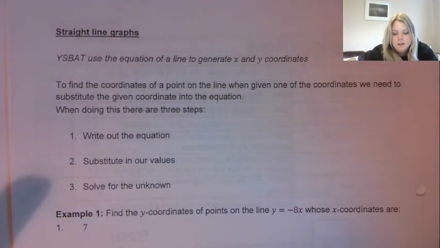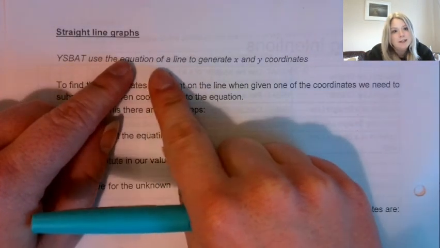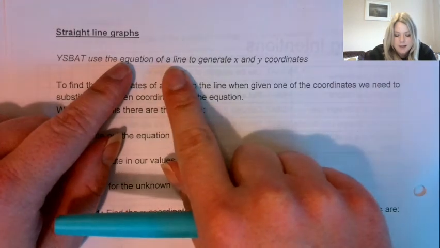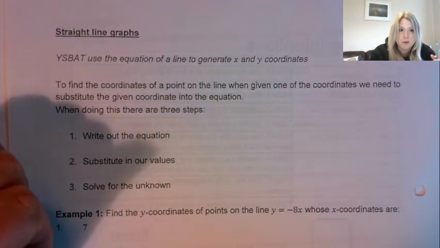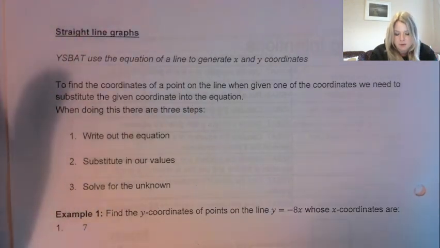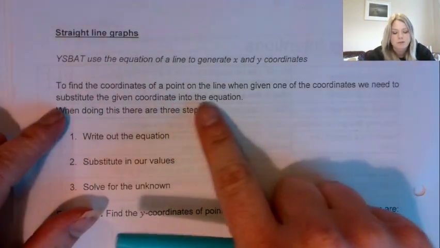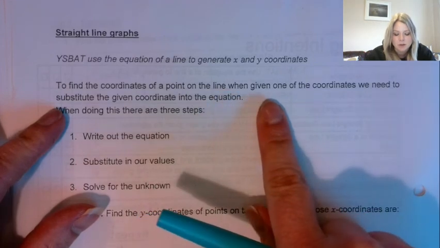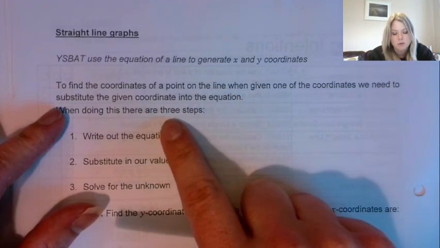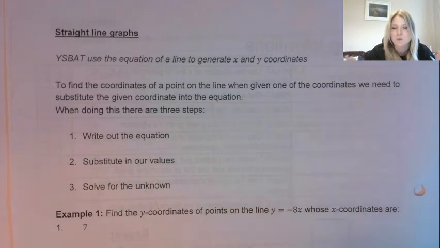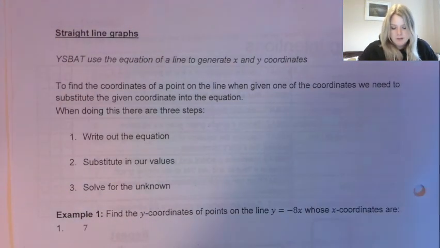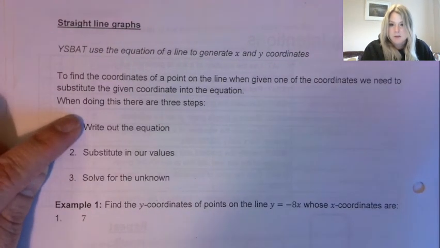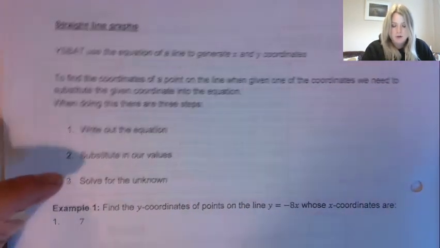Right. So in the work today, you're going to be given an equation of a line like that one I was just showing you, and then being asked to generate either x or y coordinates. You'll be given one and you have to generate the other one. So to find the coordinates of a point on a line, when given one of the coordinates, we need to substitute the given coordinate into the equation. That sounds way fancier than it actually is, okay? Now, there's 3 steps to do this. Write out the equation, substitute in the values, and then solve for the unknown.